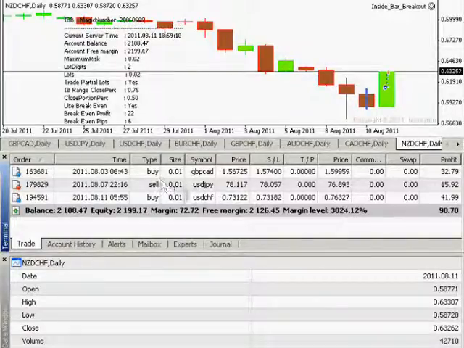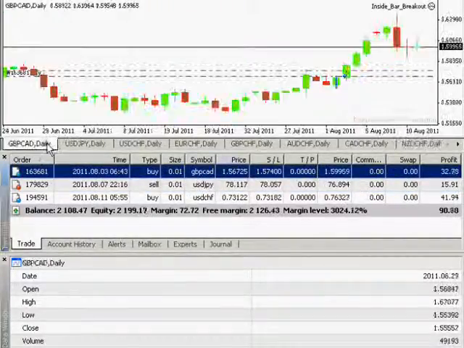We remain within the dollar franc long, dollar yen short, and the pound CAD long.